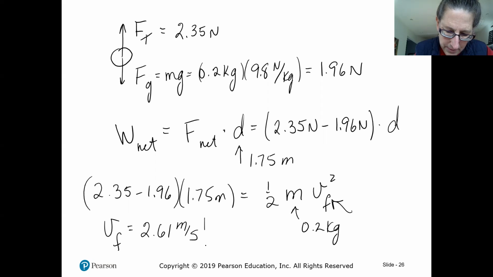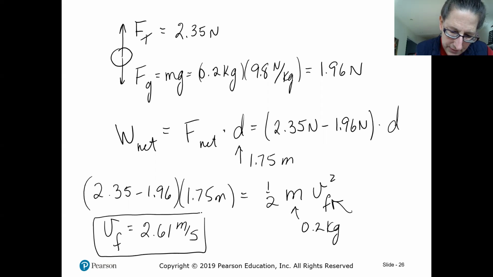So that's how fast it would be moving after it was pulled upward. It would be accelerating the whole time. The force up is bigger than the force down. So this thing keeps speeding up, and it's the distance that determines what its speed is at any given location.